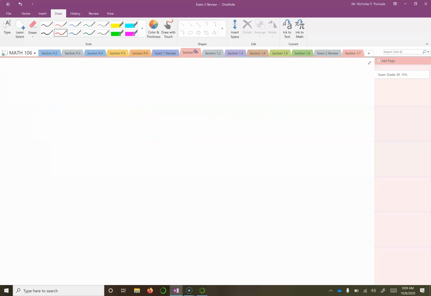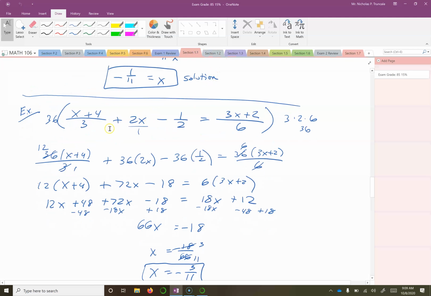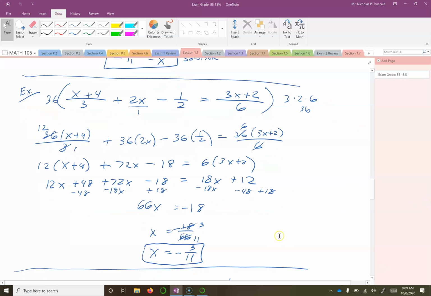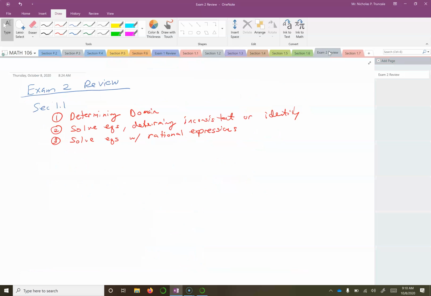So like in this example here, all I did was multiply all the denominators. That's just how we were doing it in section 1.5, which came out to be 36. And then I multiplied every term by 36, and that got rid of all the fractions. And then I just solved the problem. So that's it for section 1.1. Section 1.2. Let's check it out.